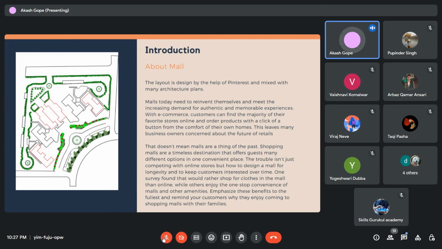That doesn't mean malls are a thing of the past. Shopping malls are a timeless destination that offer guests many different options in one convenient place. In one place they get everything, from shopping to enjoyment, playing something like a game zone, food, and everything. So it's a very good place for memorable things and weekends.